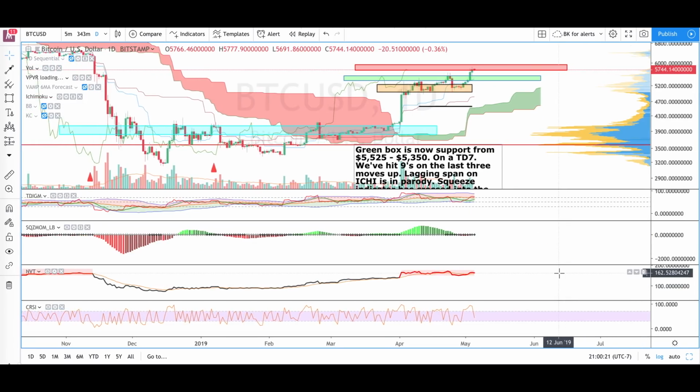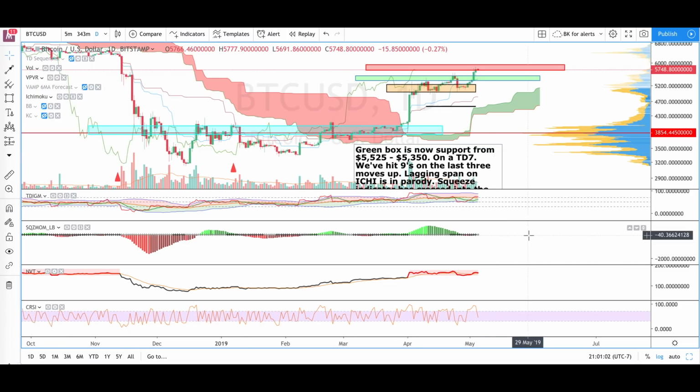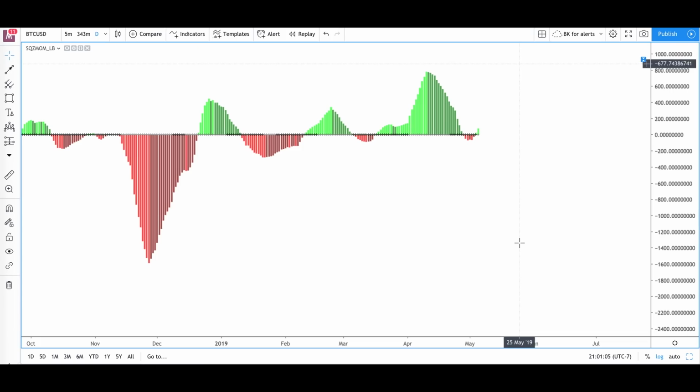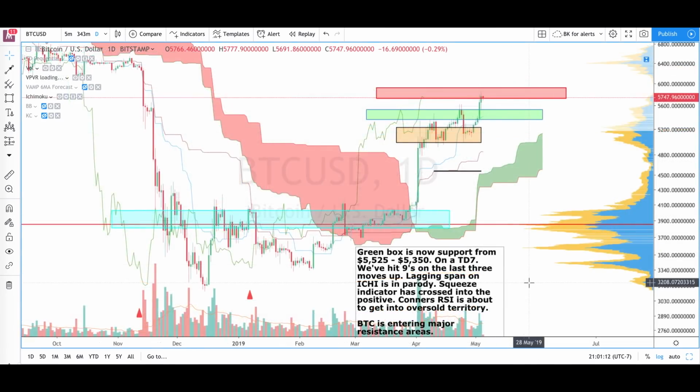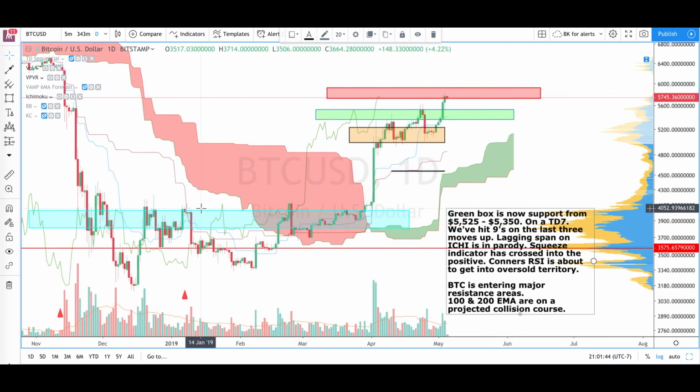Additionally, on the 1-day, our Connors RSI is coming into oversold territory, so on a short-term time frame, that's looking pretty positive. The squeeze indicator that we've been looking at, the histogram has ticked up into the green. We're looking pretty decent there as well. So it looks like Bitcoin could continue up and start testing the upper area of this resistance box at about $5,900. Those are the bullish signals that I'm seeing on Bitcoin right now.